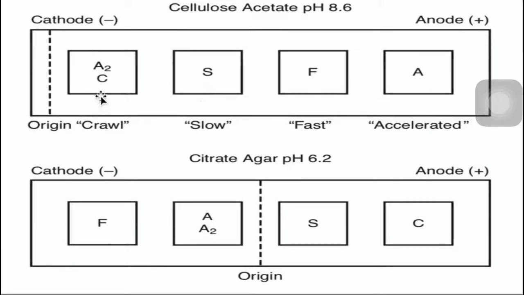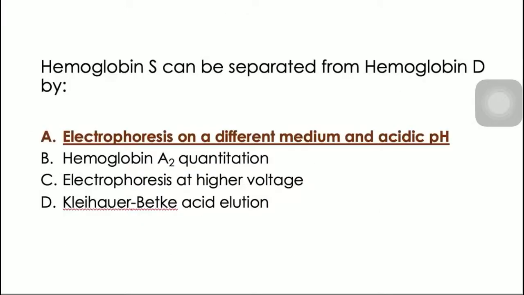Si C, nandito siya. At si F, nandito siya, no? So, among the four, sino daw po yung slowest migrating, no? So, yung slowest migrating, sabihin yung most cathodal, no? It remains in the origin. So, we have here your hemoglobin C. Okay? So, babalikan natin doon.